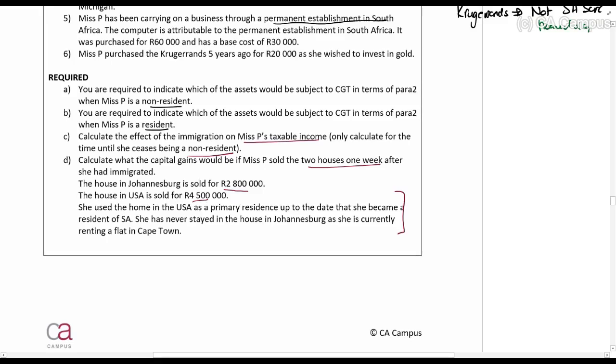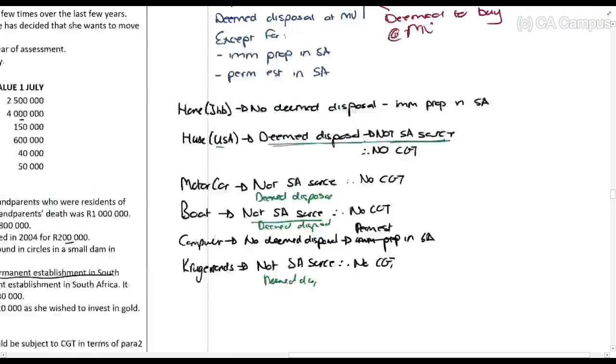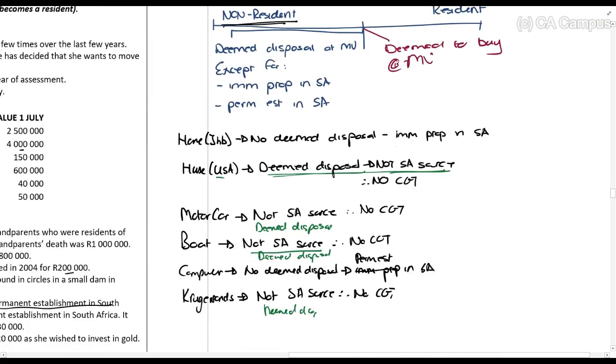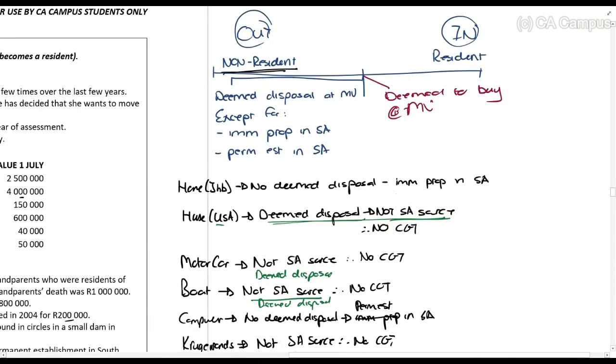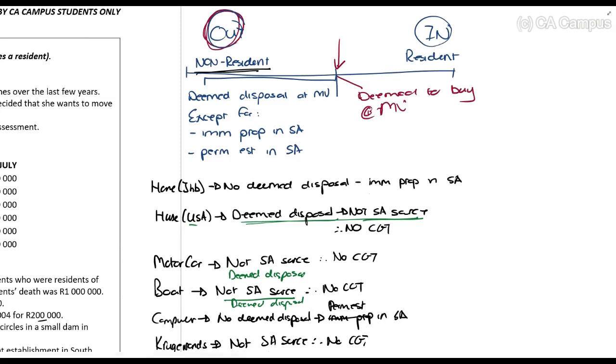And just over here, she used the home in the USA as a primary residence up to the day she became a resident of South Africa, and she never used the house in Johannesburg. Now basically what that means to you, remember, the primary residence exclusion is only for the period it was in the CGT net. The house in the USA, she said she used it as a primary residence up until the date that she leaves. Now, the house in America is outside of the net. So that personal residence is outside of the net up to that period of time. So there's no personal residence exclusion. You can only if you used it in South Africa.